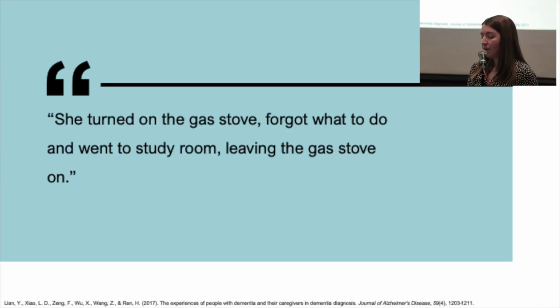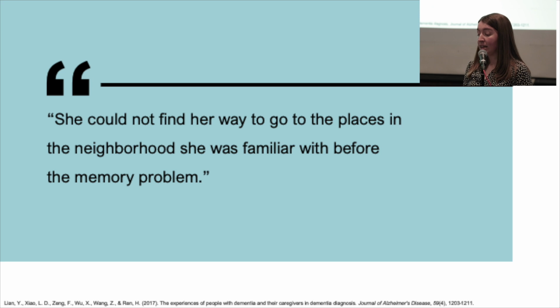So I just wanted to highlight here some excerpts from qualitative interviews on how they identified early signs of dementia. So this one says, she turned on the gas stove, forgot what to do, and went to the study room, leaving the gas stove on. She could not find her way to go to the places in the neighborhood she was familiar with before the memory problem.